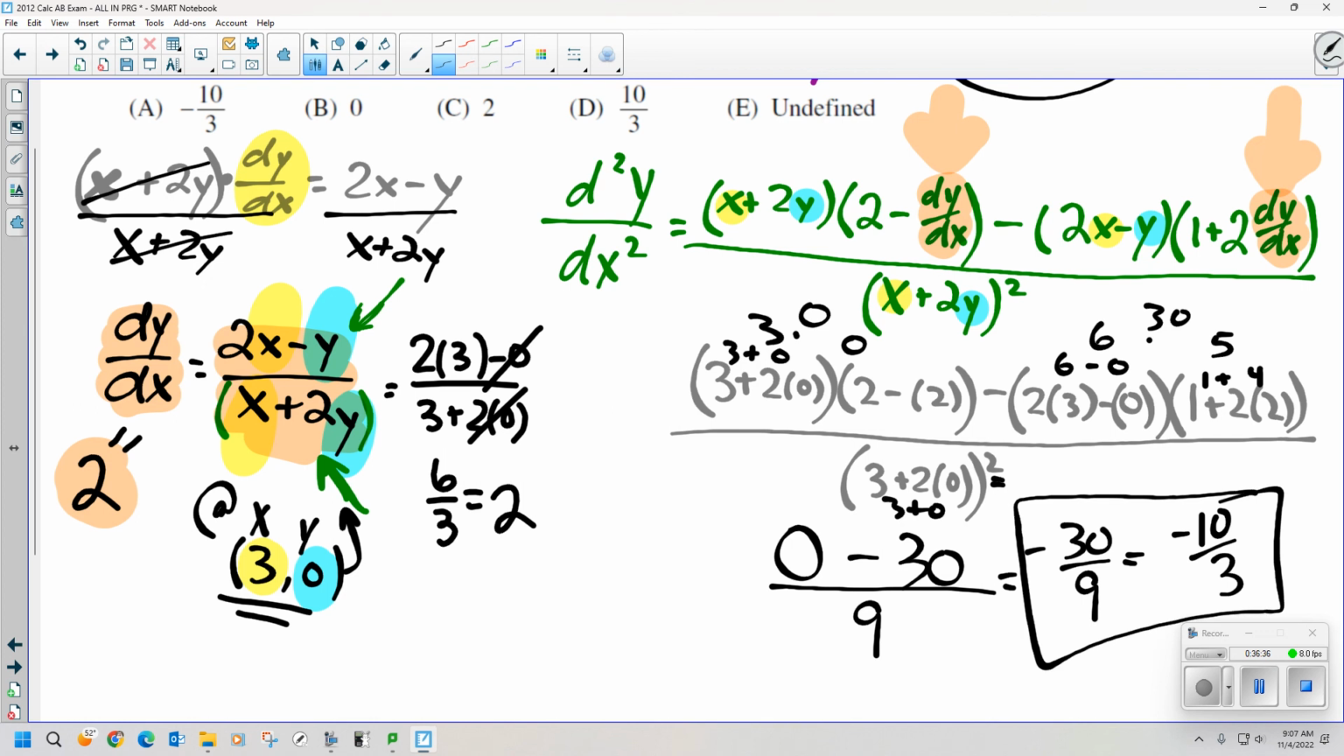I don't know which way it's written. Well, it's reduced. Our answer is A, negative 10 thirds. Very algebra heavy, but not difficult. Just take your time. Be patient. You got this.